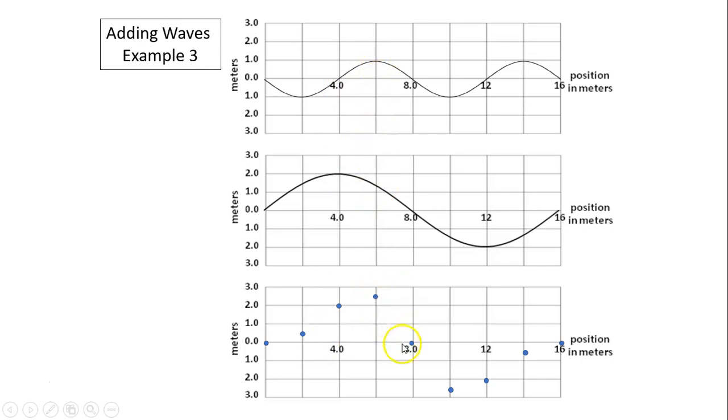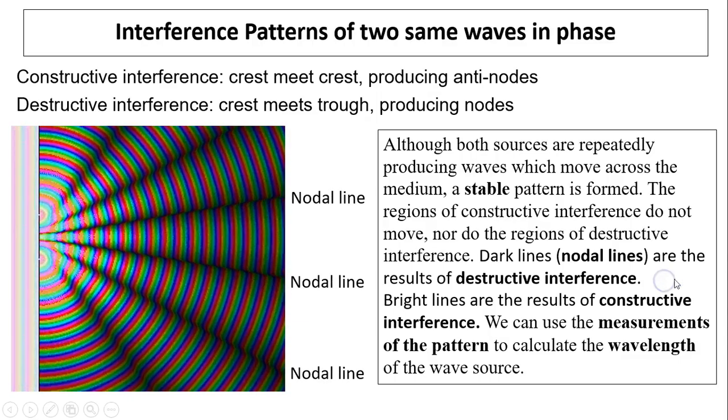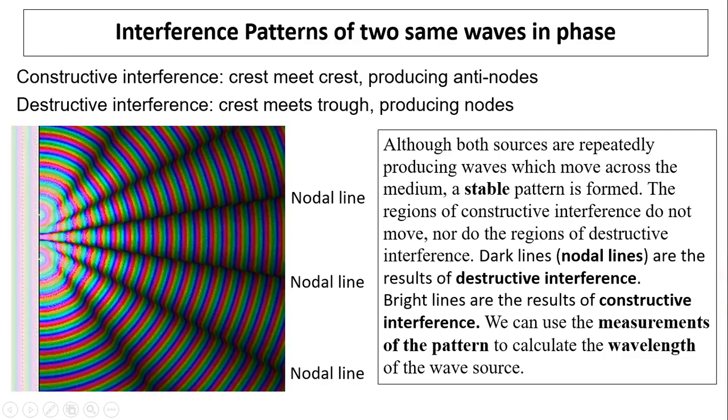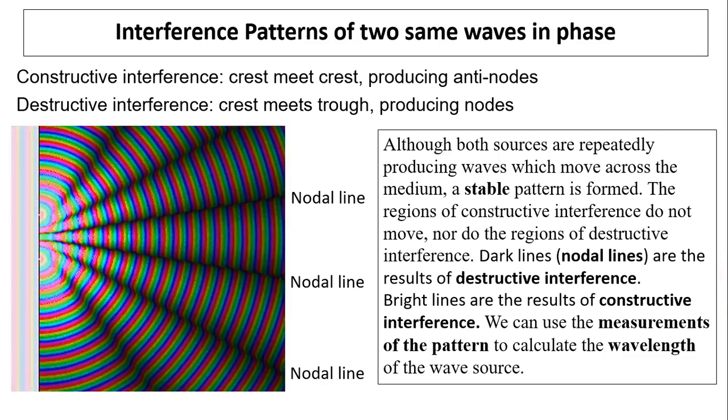And 1 gives you 2.5, and so forth, by adding each single point. So this is the wave we will get. This is the resulting wave of interference of the top two waves. Interference pattern of two same waves in phase.